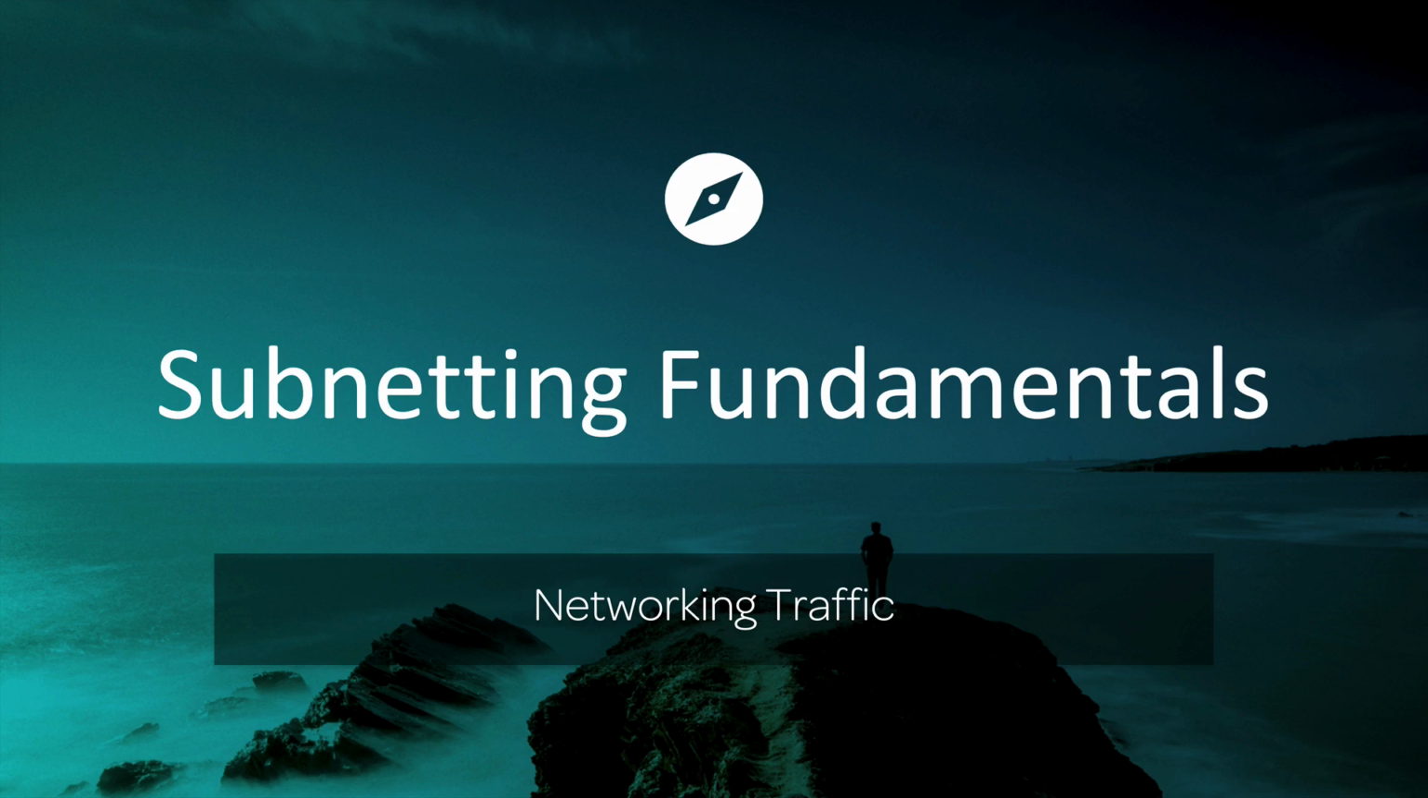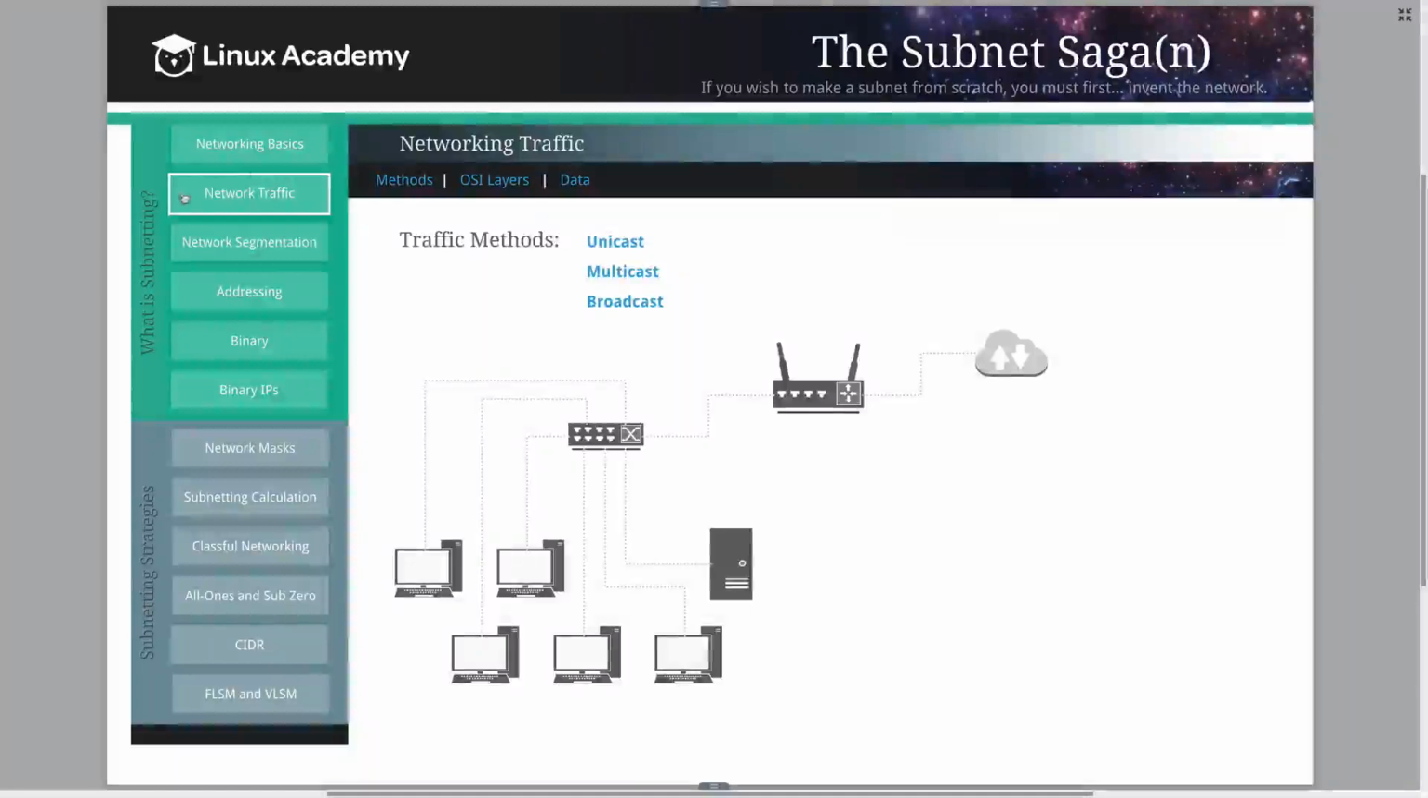Let's get started. So I'm here on the second section on the left, network traffic within the interactive diagram. And the first portion of this section is going to be network traffic methods. And so here we have our small network that we looked at in the last lesson, and we're going to talk about the three ways traffic can move through the network.